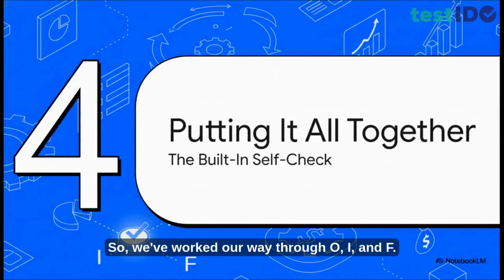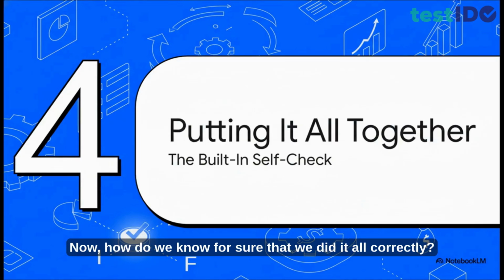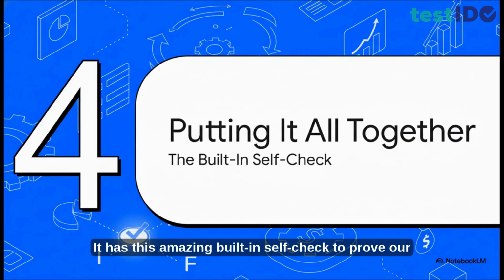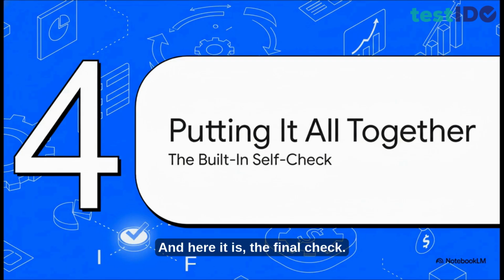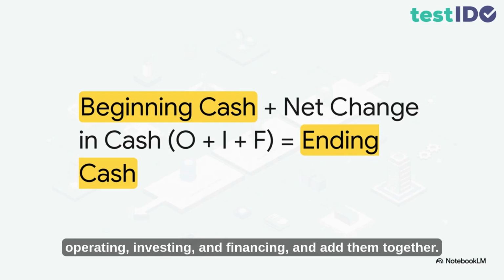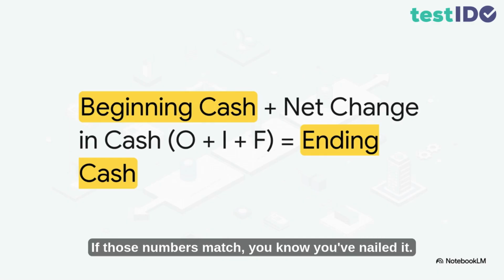So we've worked our way through O, I, and F. We've filled our three buckets. Now, how do we know for sure that we did it all correctly? Well, this is the beautiful thing about the statement of cash flows. It has this amazing built-in self-check to prove our work is right. And here it is, the final check. You just take the net cash from all three of your sections, operating, investing, and financing, and add them together. That gives you the total change in cash for the period. You add that to your beginning cash balance from the start of the year, and it must equal the ending cash balance you see on your balance sheet. It's a perfect reconciliation. If those numbers match, you know you've nailed it.